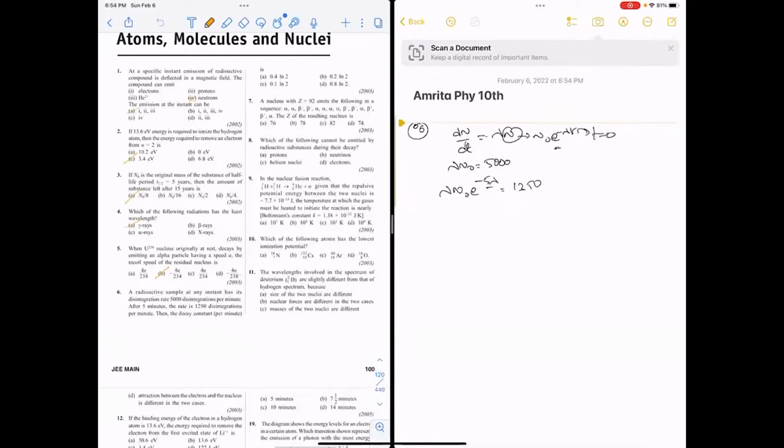So he's asking the decay constant lambda. If you divide, 1 by e power minus 5 lambda is 5000 by 1250, which is 4. So e power plus 5 lambda is equal to 4. Apply logarithm: 5 lambda is ln4, so lambda is ln4 by 5. What is 1 by 5? 0.2. And ln4 can be written as ln2 square. 2 comes out, so 0.2 into 2 is 0.4 ln2.